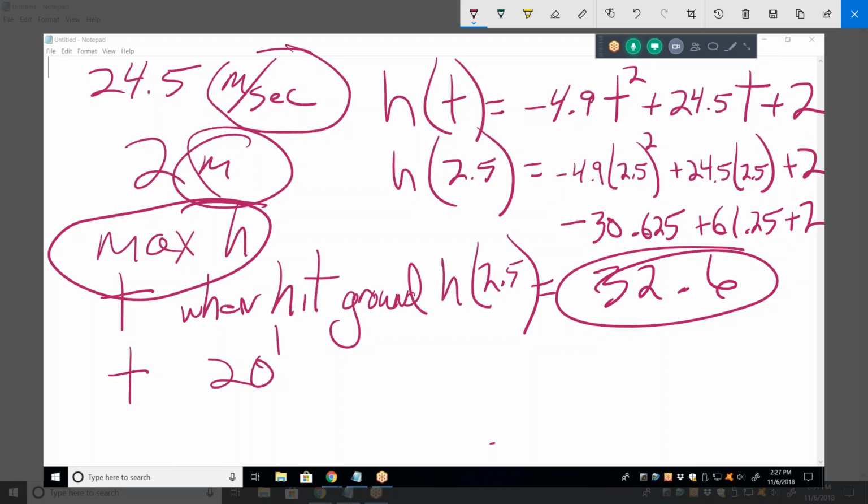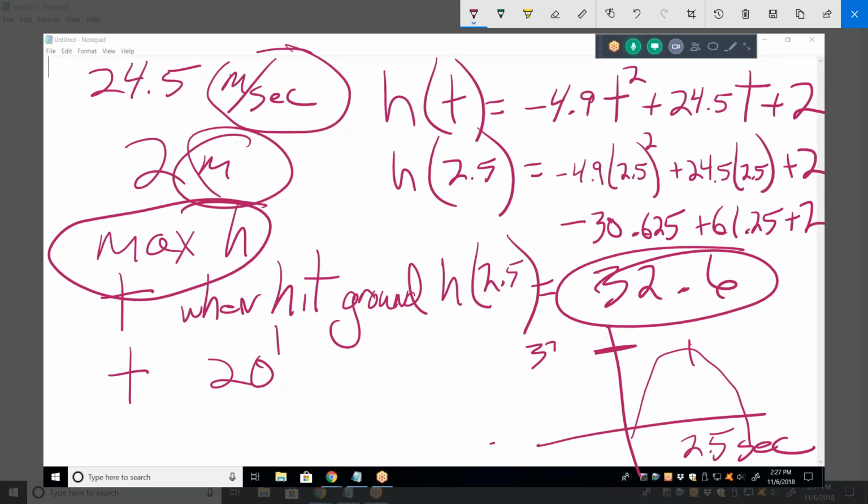And that is the maximum height, because we know that the maximum height is achieved at the vertex. In other words, we know that occurs at 2.5 seconds. The question is what is that? And that ends up being 32.6, assuming my math was correct.